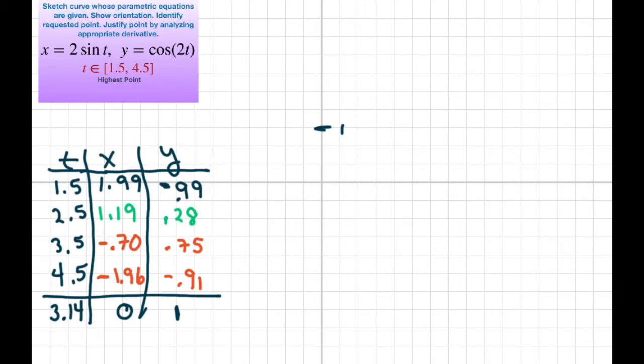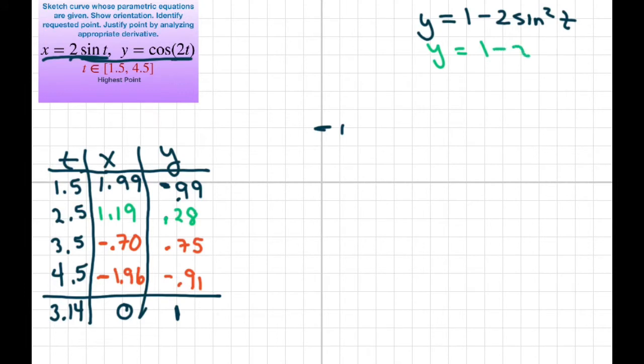It's helpful if we write this as a rectangular or Cartesian equation. Notice that y equals cosine of 2t, and the double angle for cosine gives 1 minus 2 sine squared of t. Since x is sine t, we can write this as y equals 1 minus 2x squared, or y equals negative 2x squared plus 1. So this is a parabola that opens down. The vertical shift is at 1.